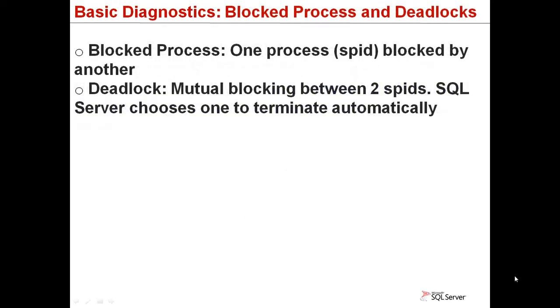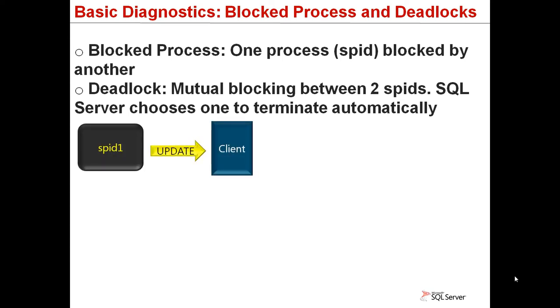A blocked process happens when a server process ID, or SPID, attempts to perform an operation and is blocked by one or more SPIDs. And a deadlock event is when mutual blocking occurs, so SQL Server chooses one of these SPIDs to terminate it automatically. Let's take a look now at a graphical representation.